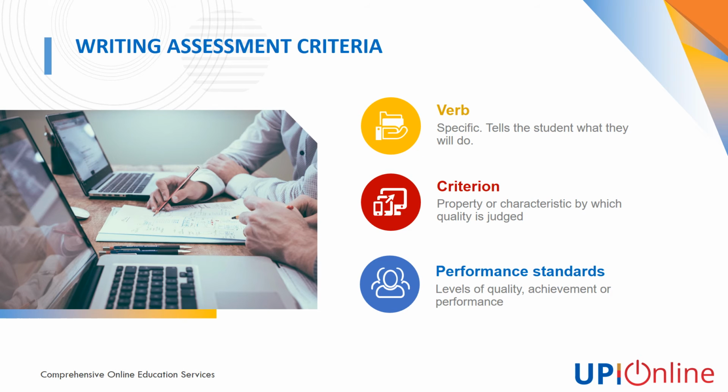Now for the associated assessment criteria. Remember, ACs make explicit to students how well the learning outcome has been achieved. They speak to the quality of the achievement. ACs also consist of 3 components. They provide a verb in addition to the performance standards and criterion. A criterion is a property or characteristic by which the quality of something may be judged, whereas standards are about definitive levels of quality, achievement, or performance.